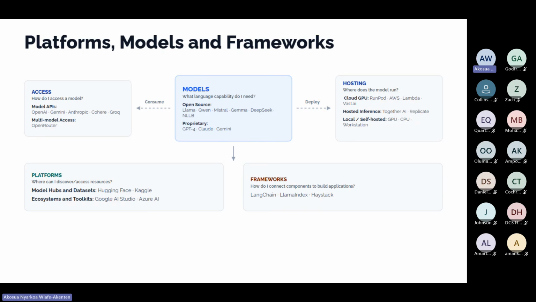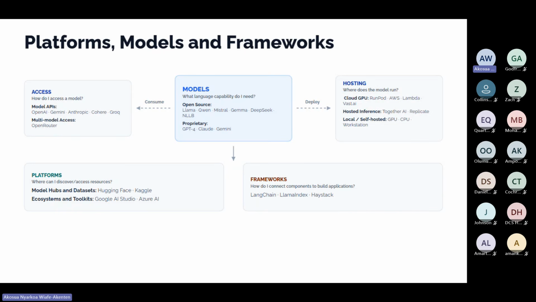Even on Hugging Face, you can host your models and make inferences from there. They have things like Spaces, where you can create very simple interfaces where users can interact with the model you may have fine-tuned or come up with as part of your solution. Then we also have Kaggle.